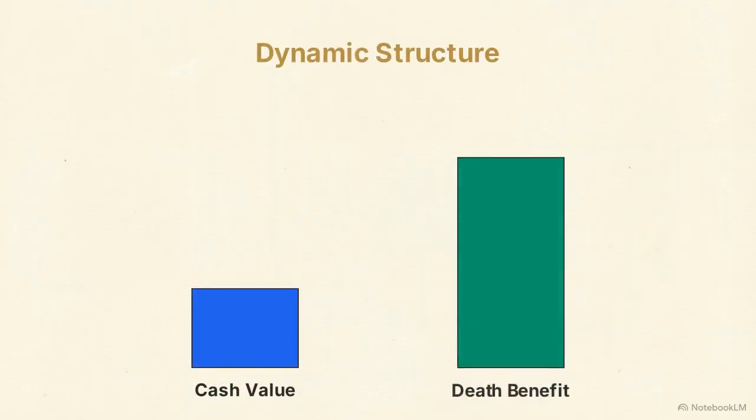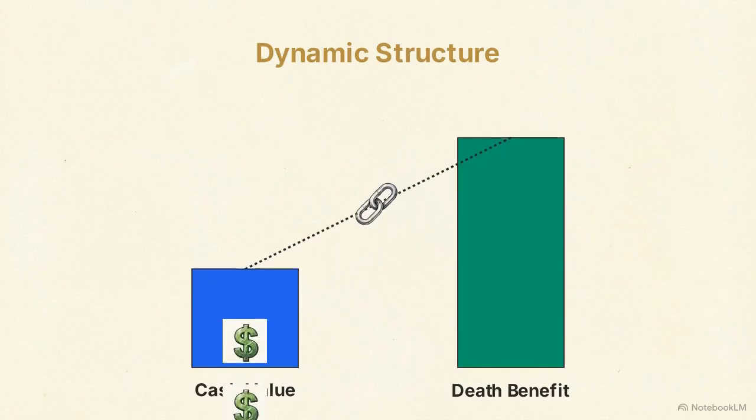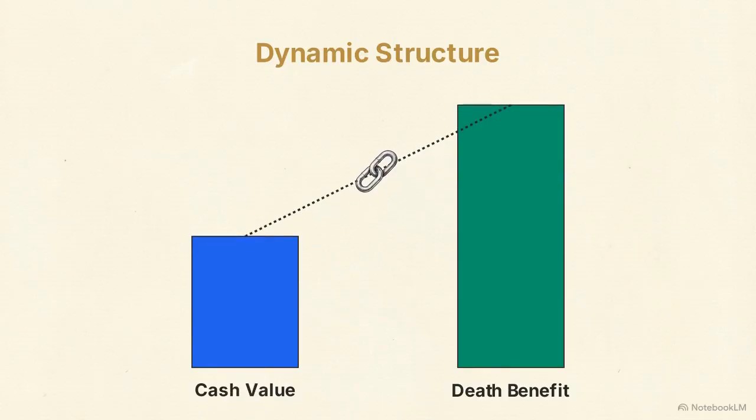To fix this, financial strategists apply a specific actuarial modification. They structure the policy using Option B, known as an increasing death benefit. Under Option B, the total death benefit is mechanically tethered to the cash value. As you deposit more capital, the death benefit automatically scales up to absorb it.